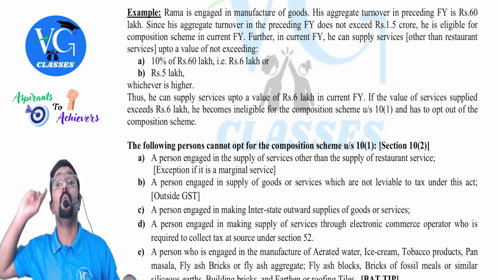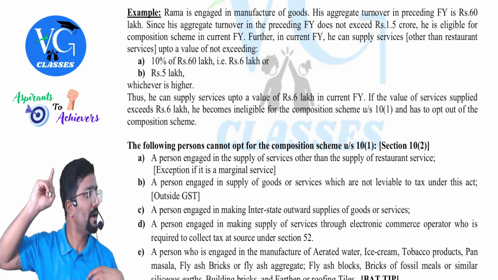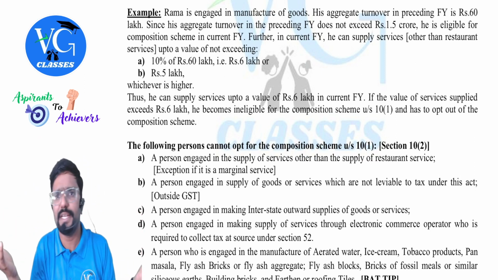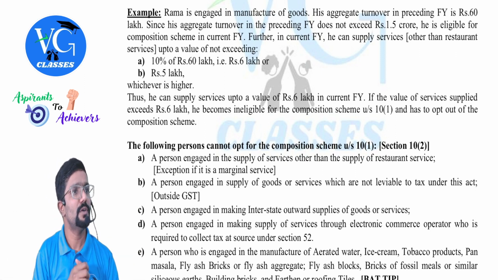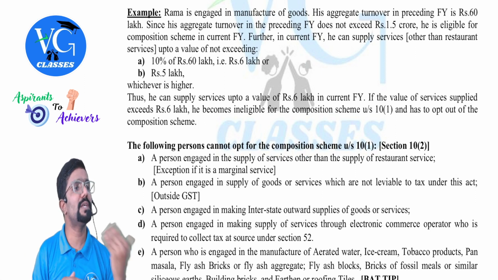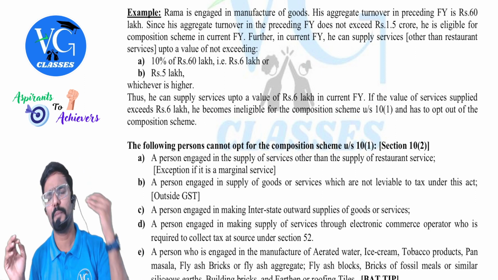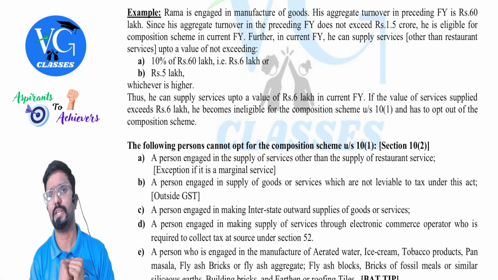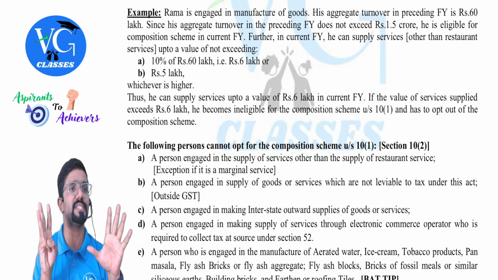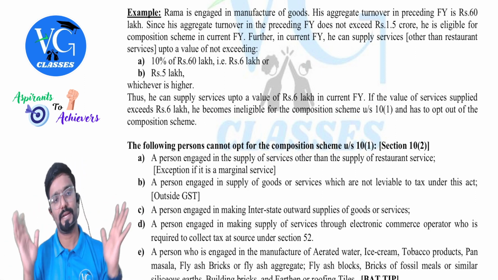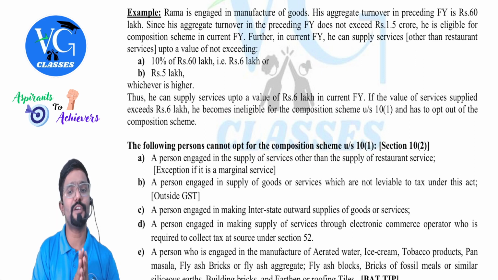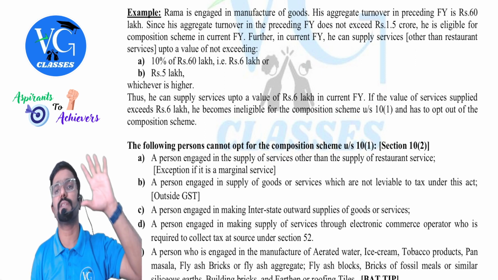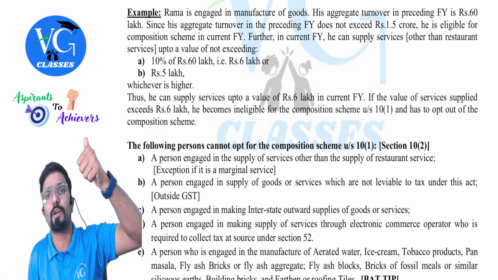75 lakh, 1.5 crore? 1.5. If they mention the state, accordingly consider it. But chance in the question, they are not given the state. What should I consider, sir? 1.5 or 75? 1.5. Because for majority of the states, 1.5 is applicable, guys. Because only for 8 states, it is 75 lakh. Fine. Chalo. Rama is engaged in the manufacture of goods and his aggregate turnover in the last year is 60 lakh, guys. Is he eligible in the current year for composition scheme?